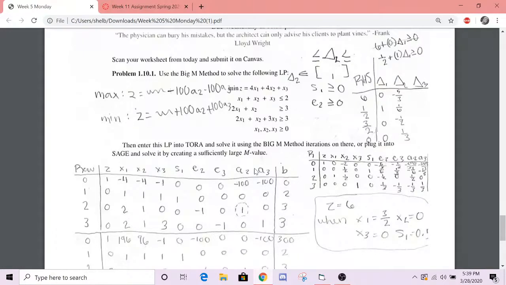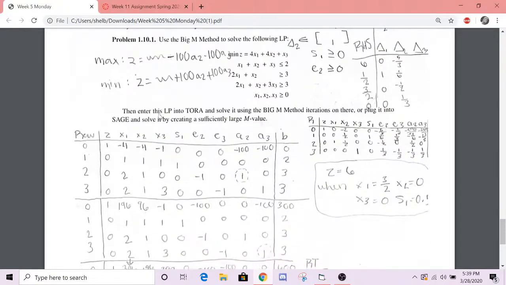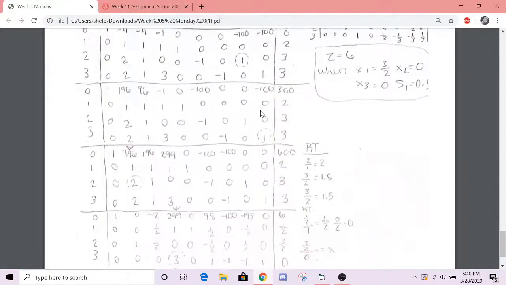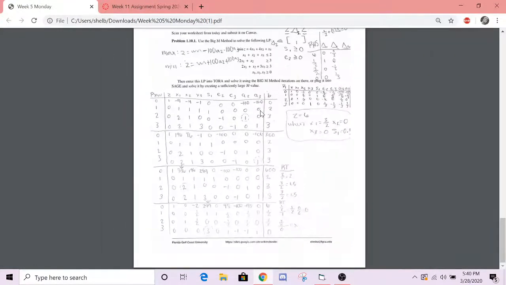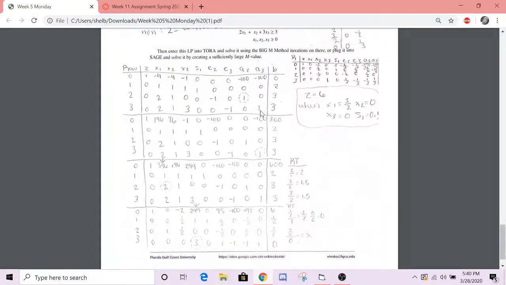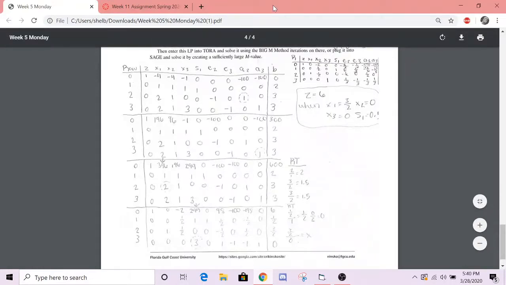Okay, so it says enter this LP into Torah and solve it using the big M method's iteration on there, or plug it into Sage and solve it by creating a sufficiently large M value. As you can see here, I did it out on my paper, which I'm going to zoom out, and if you want to pause and look at the work there, you can, but I am going to go over how to plug it into Torah with you.